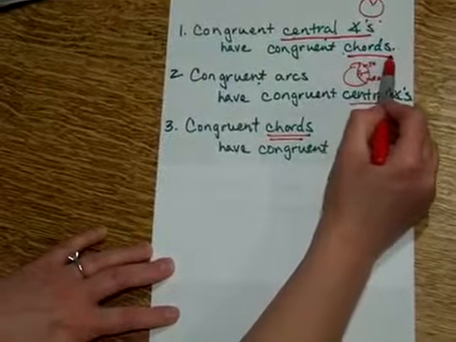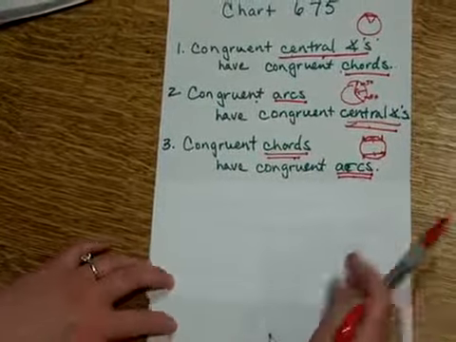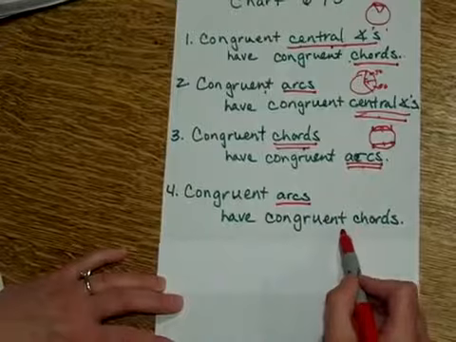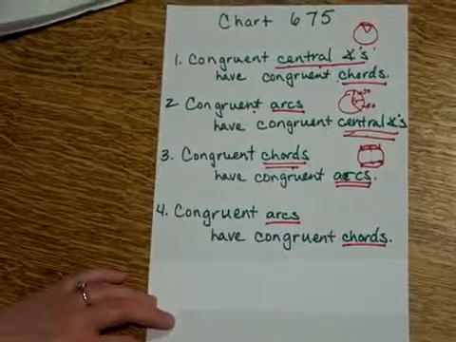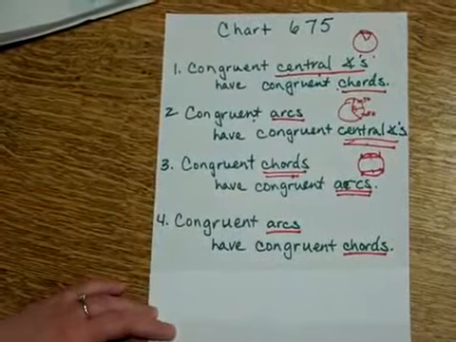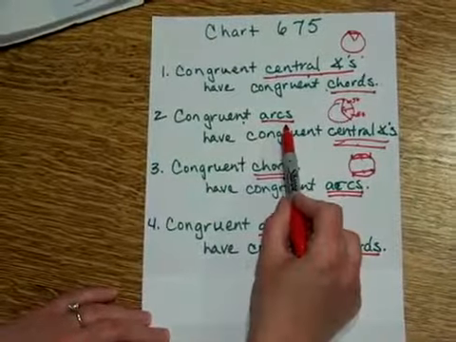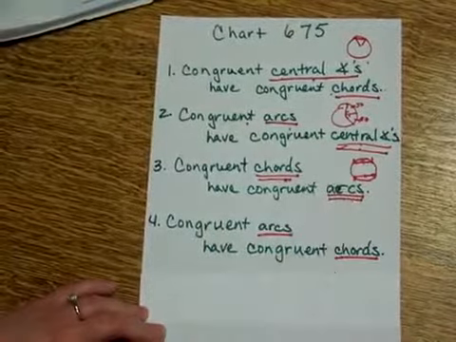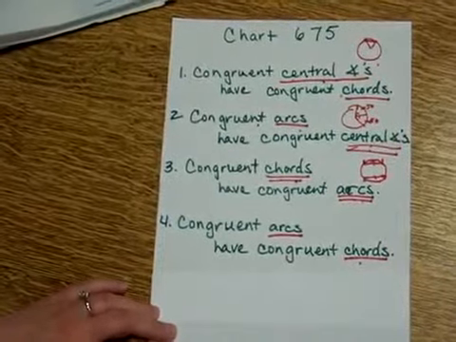Congruent central angles, congruent chords. Congruent arcs, congruent central angles. Congruent chords, congruent arcs. And lastly, if I have congruent arcs, then I have congruent chords. You can see how these keep circling right back around to each other. No pun intended since we're dealing with circles. Congruent central angles, congruent chords; congruent arcs, congruent central angles; congruent chords, congruent arcs; congruent arcs, congruent chords.